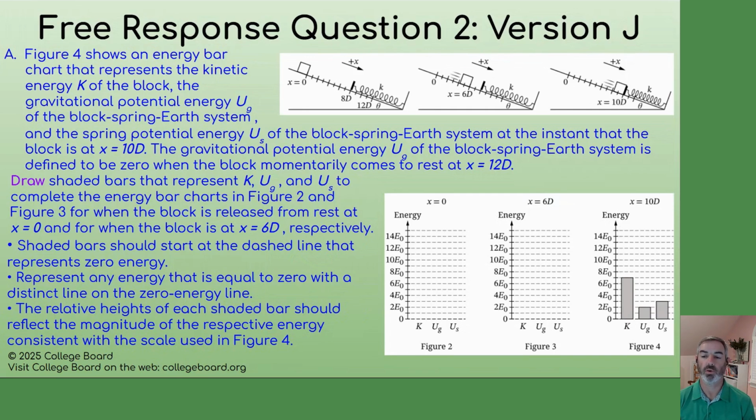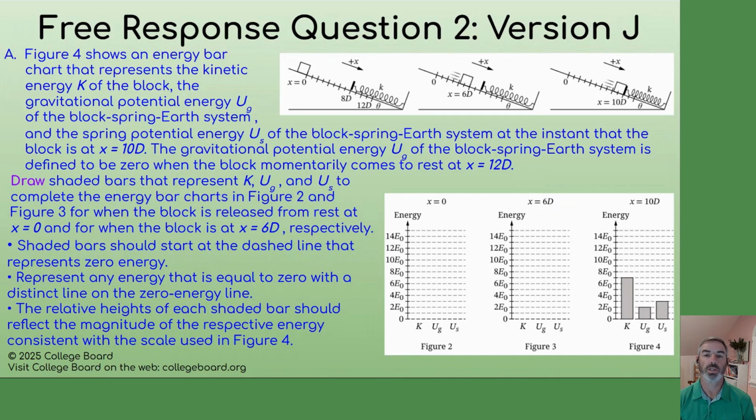If we look at figure 4, kinetic energy has a height of 7 E naught, UG has a height of 2 E naught, and US has a height of 3 E naught. If we add those together, it gives us a total of 12. So that means each one of our figures should have a total height of 12.